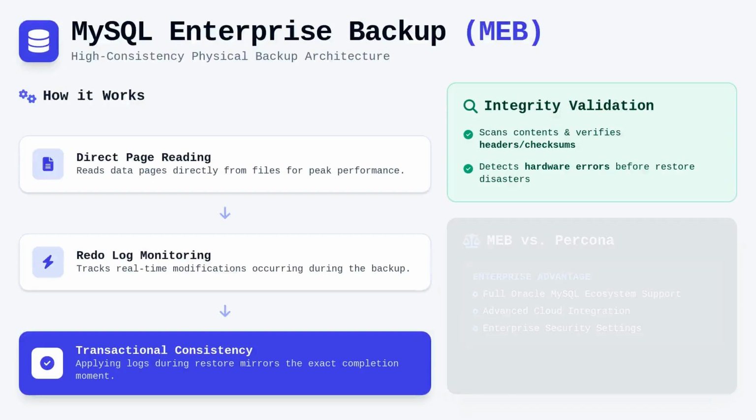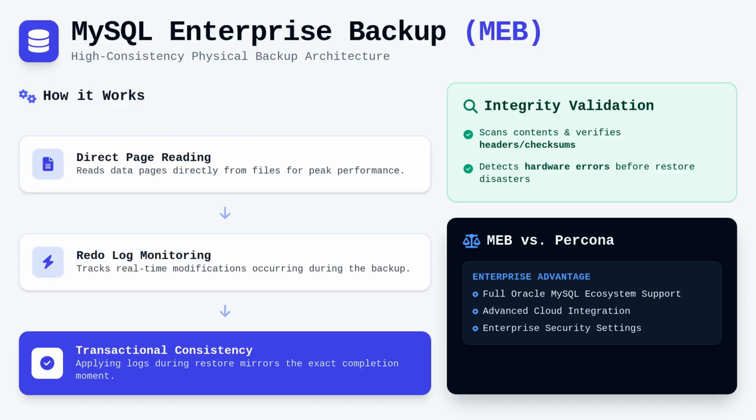While there are community alternatives like Percona XtraBackup, which also provide non-blocking snapshots for InnoDB, MEB is specifically engineered and supported for the Oracle MySQL ecosystem. Choosing between these often comes down to the support requirements of your organization and the specific features needed for cloud integration or advanced enterprise security settings.